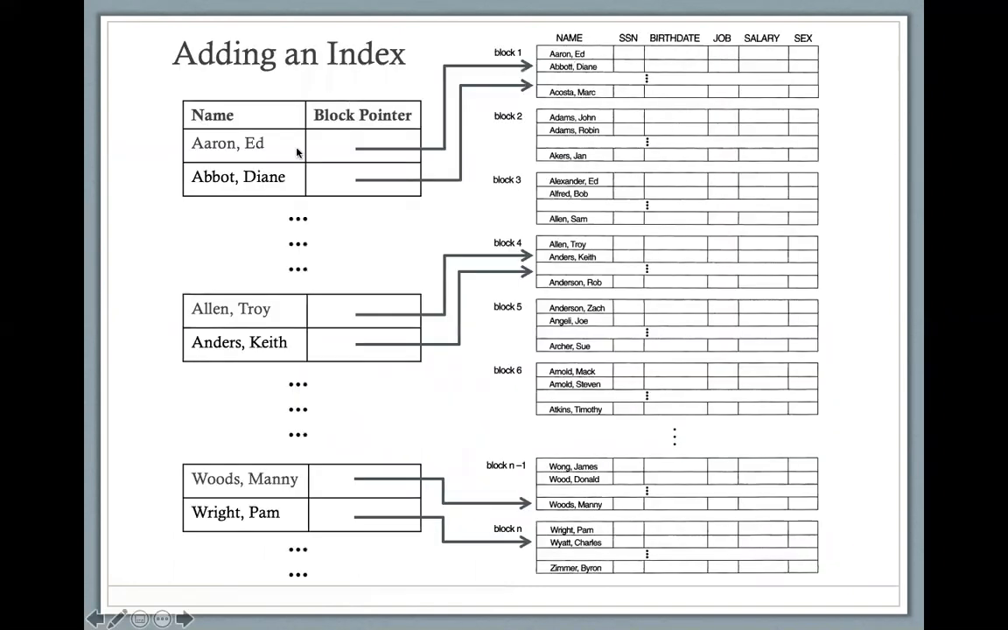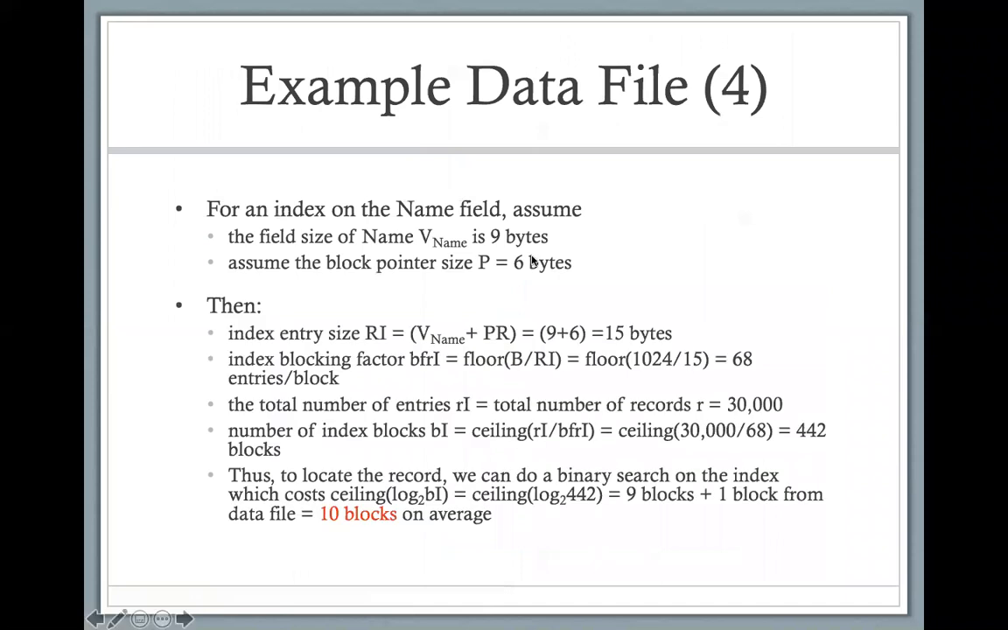If you see, for every record here, I have an entry. For every name, I have an entry in the index. So I have a total number of entries equal to 30,000.